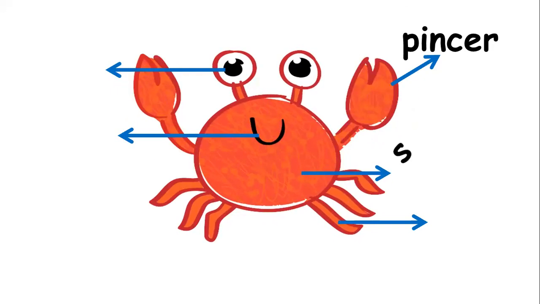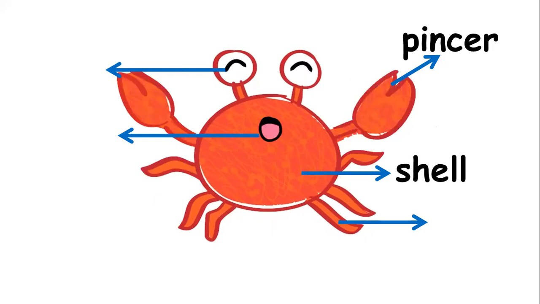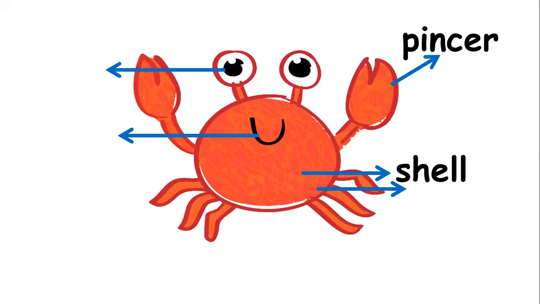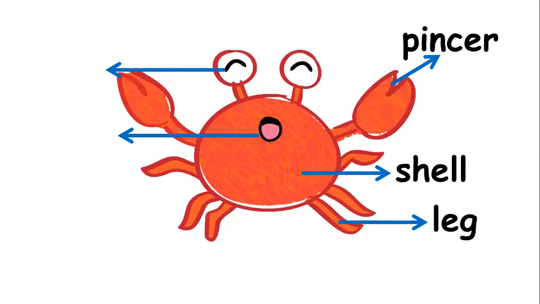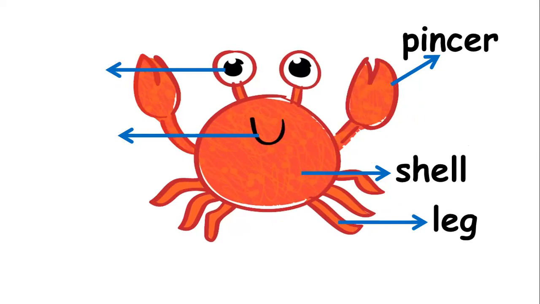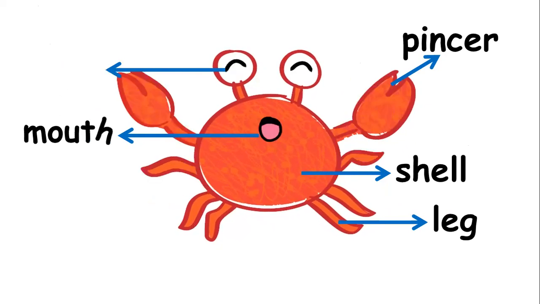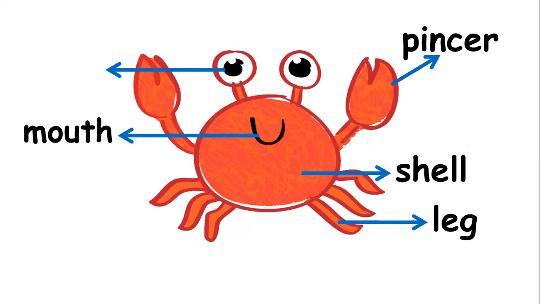And this is what we call the shell of the crab. Everybody say shell. Another one. This is what we call the leg of the crab. Leg. And this one is what we call the mouth of the crab. Mouth. And the last one is what we call the eye of the crab. Eye.